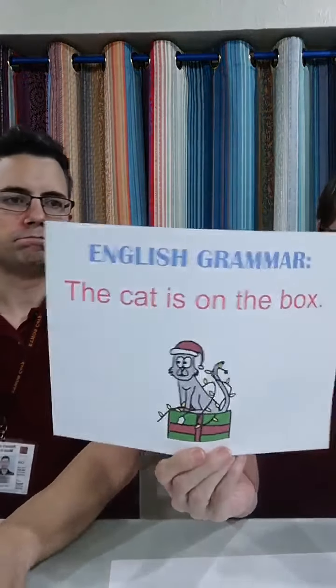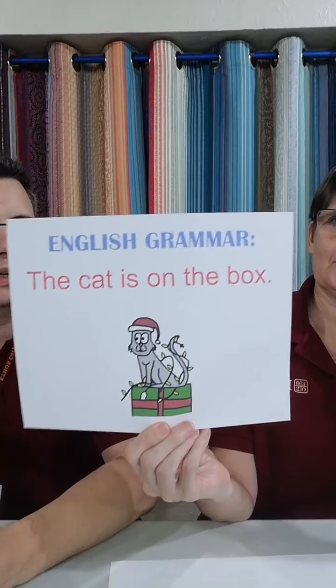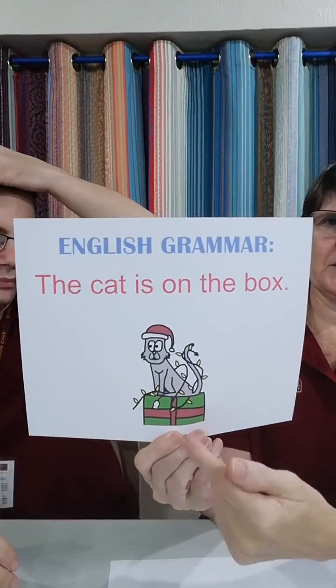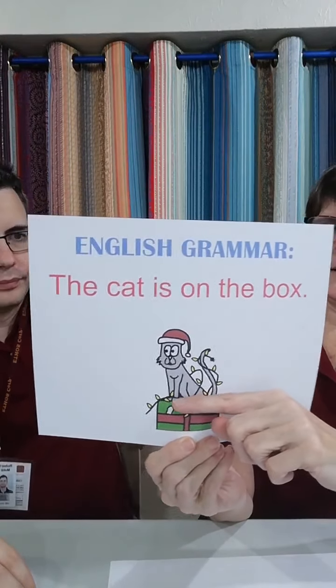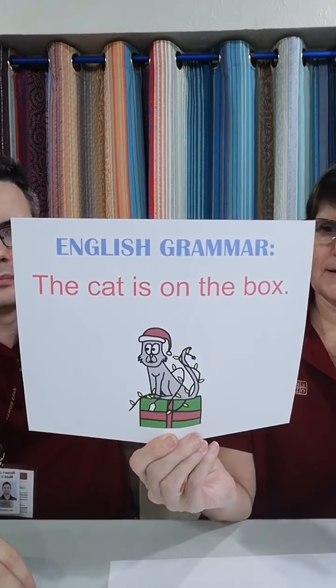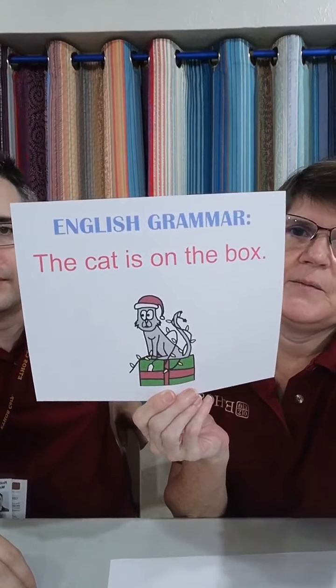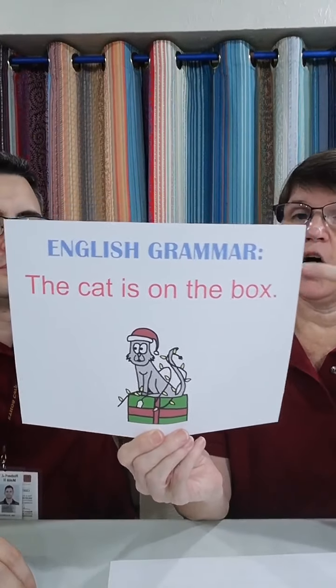Okay, we have another picture of a cat in a box. The cat this time is on the box. Okay, so notice there's nothing surrounding the cat. It's actually sitting on top of the box. It's almost Christmas, so this is a good picture for this. Okay? All right, so on the box.